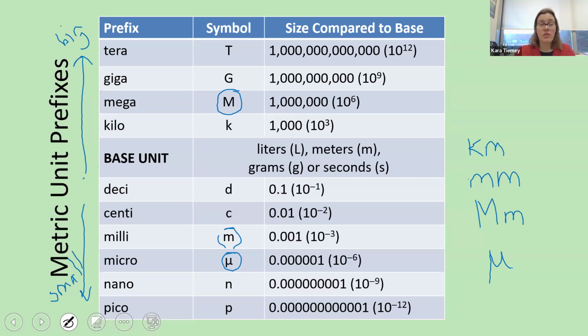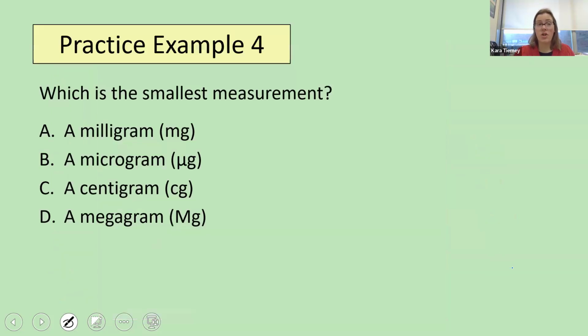How we use this chart: we're going to be using this chart to write equations. Before we start, I want you to look and tell me which of these units is the smallest measurement. So take a moment. Which one's the smallest?